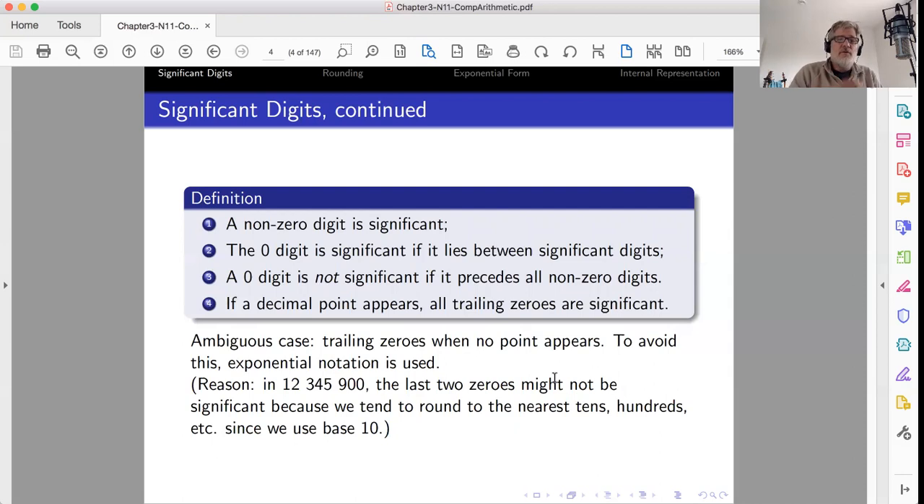I'll still throw in a few examples of this ambiguity so that you know where it lies. If you write down 12,345,900, those two last zeros might not be significant, in the sense that they don't convey any specific information, because in decimal we tend to round to the nearest tens or hundreds. Maybe the measurement was just roughly about this number, when in fact the actual value could have been 12,345,943, for example.